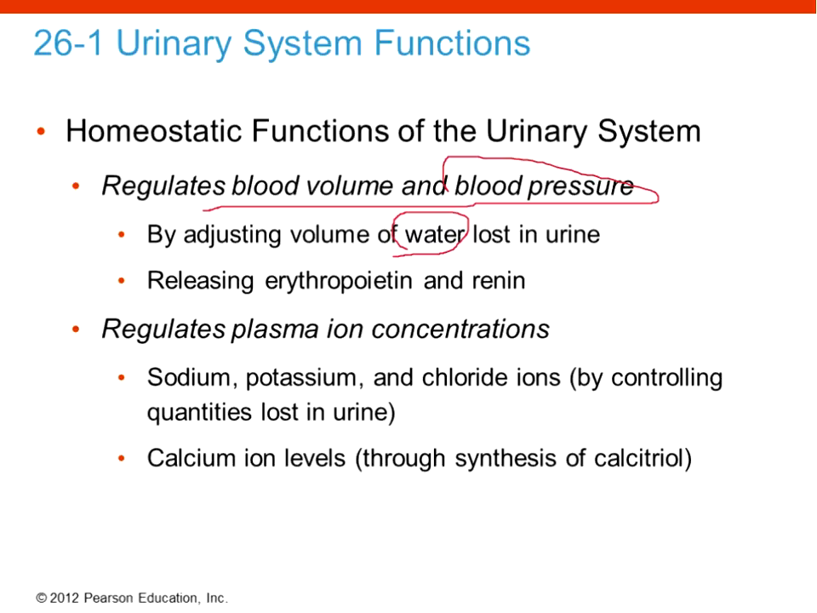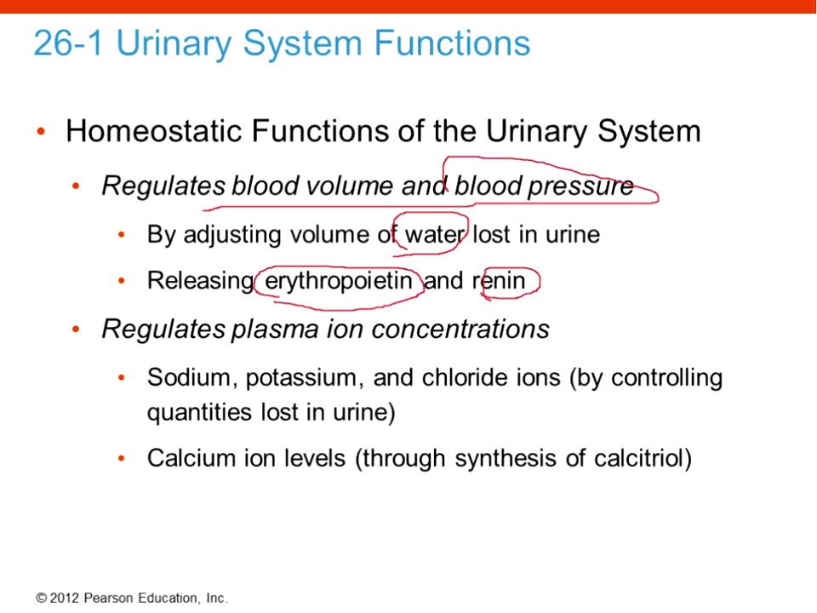Also, EPO, erythropoietin and renin, are hormones essentially that are released. Erythropoietin, for instance, stimulates red blood cell formation. Again, that's going to impact blood volume, right? More red blood cells, more blood volume they're going to have, and that's going to impact the blood pressure. So those are really important in terms of maintaining homeostasis of those components.